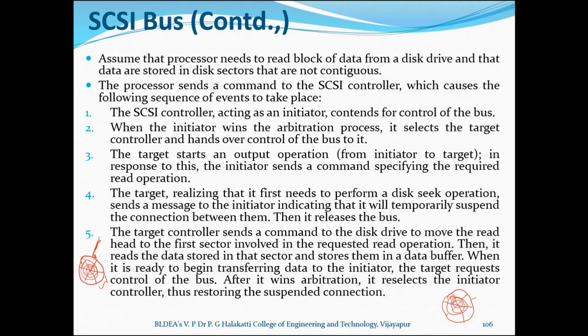Okay. So the target controller sends a command to the disk drive to move the read head to the first sector involved in the read operation. Then it reads the data stored in that sector and stores it in a data buffer. So the first sector is reached, and then it reads the data and stores it in the data buffer. Now the target requests control of the bus. After it wins arbitration, it reselects the initiator and restores the suspended connection.